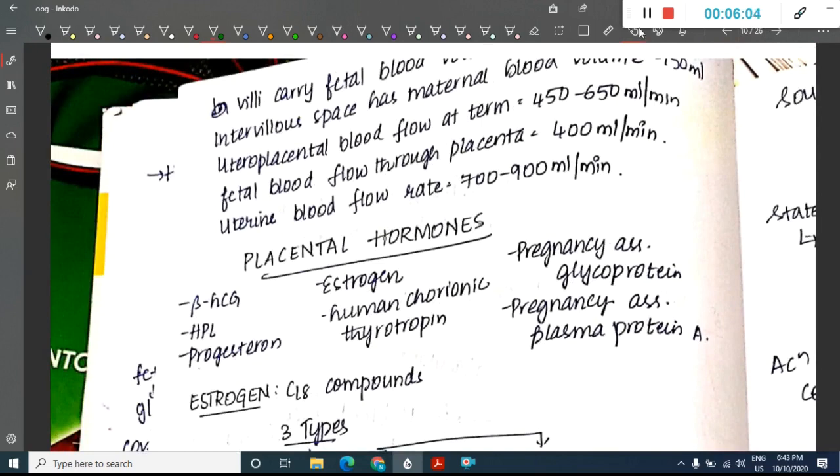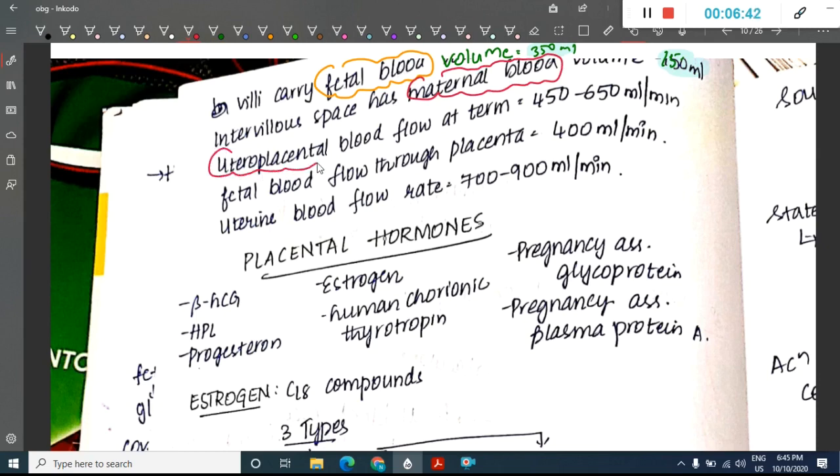One more one-liner: the villi carry fetal blood volume of 350 ml, whereas the intervillar space carries maternal blood volume, that is 150 ml.